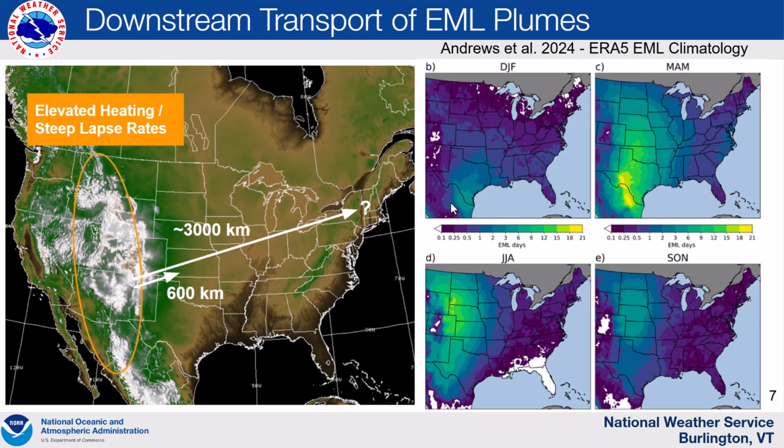Note that the frequency of EMLs drops off steadily to the east of the Great Plains, with generally just a few EML days per year along the east coast of the United States, including the Northeast. So this leads to a couple of obvious questions. The first is, what are the physical processes that act to destroy the elevated mixed layer to make the climatology look the way it does in the east-west direction? And secondly, what processes and synoptic regimes allow for a longer range transport of an elevated mixed layer, such as those rare occasions when the EML reaches the Northeast? We'll answer those questions next.